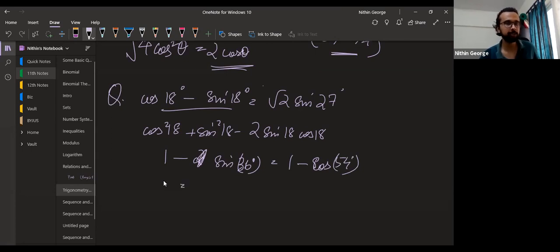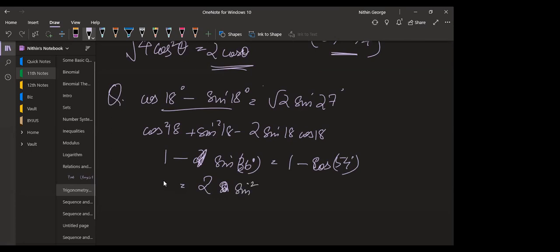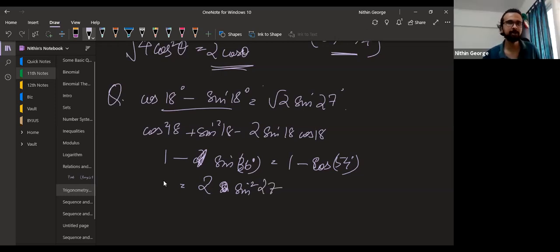What is 1 minus cos 2 theta? I can write that as 2 sine square theta. So 1 minus cos 54 will be 2 sine square 27. Okay, 27. And this is nothing but this squared. Okay, that's the method he said, and that's fine.